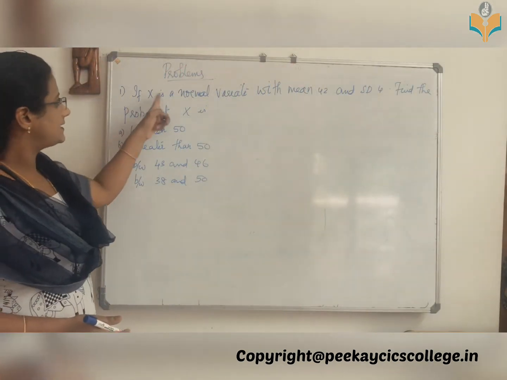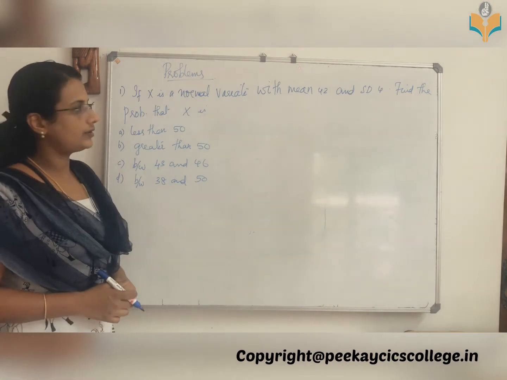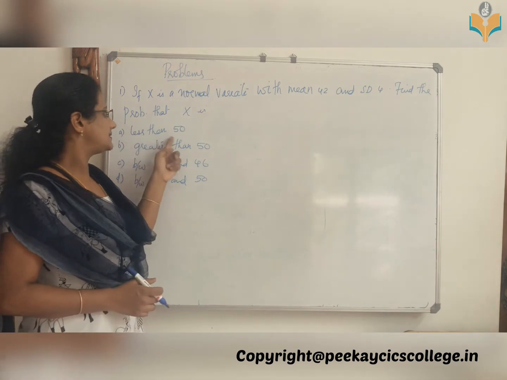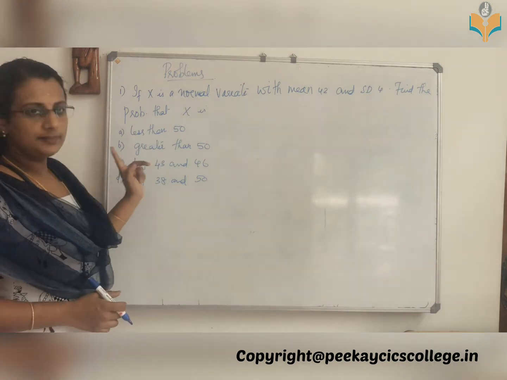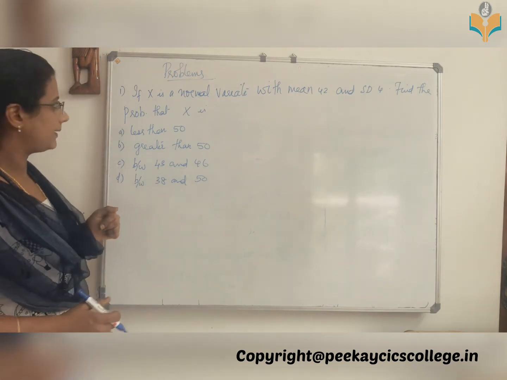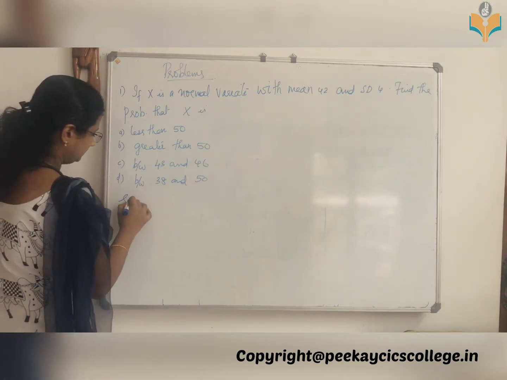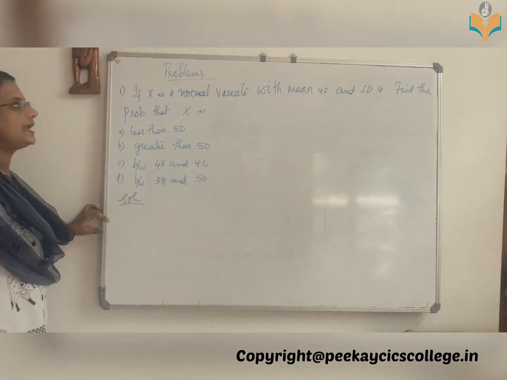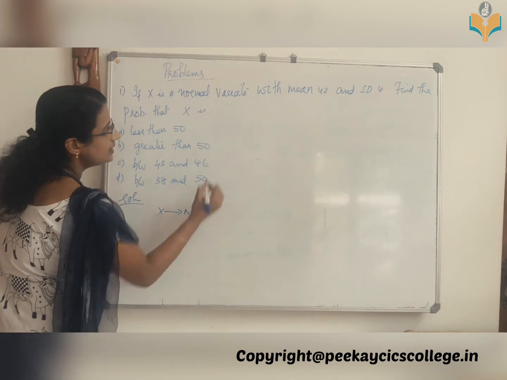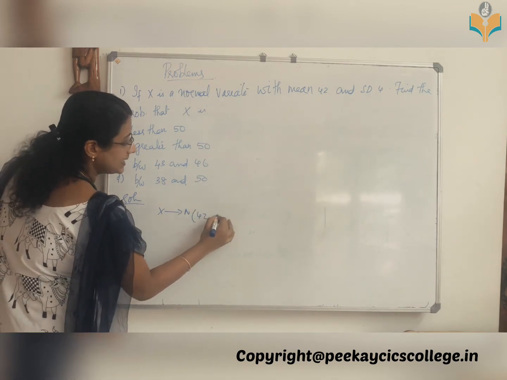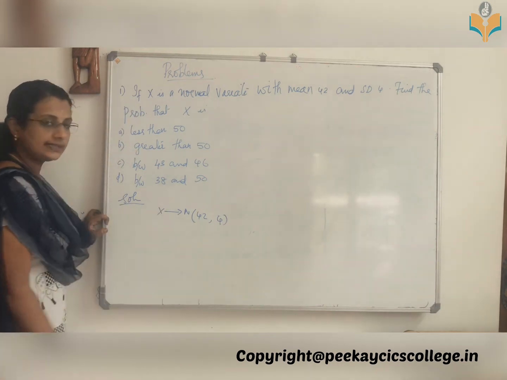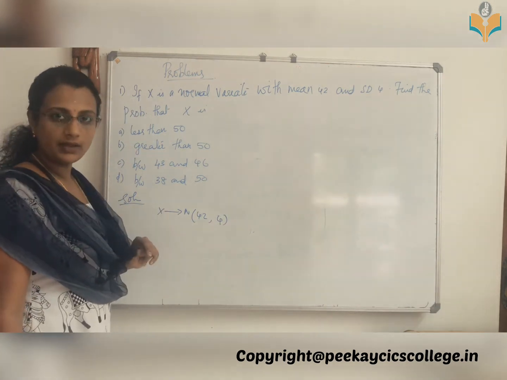First question: if x is a normal variate with mean equal to 42 and standard deviation equal to 4, find the probability that x is less than 50, greater than 50, between 43 and 46, and between 38 and 50. Okay, we can solve the questions. First, x is a normal variate. That is, x follows a normal distribution with mean 42 and standard deviation 4. We can write this as x follows Normal(42, 4).